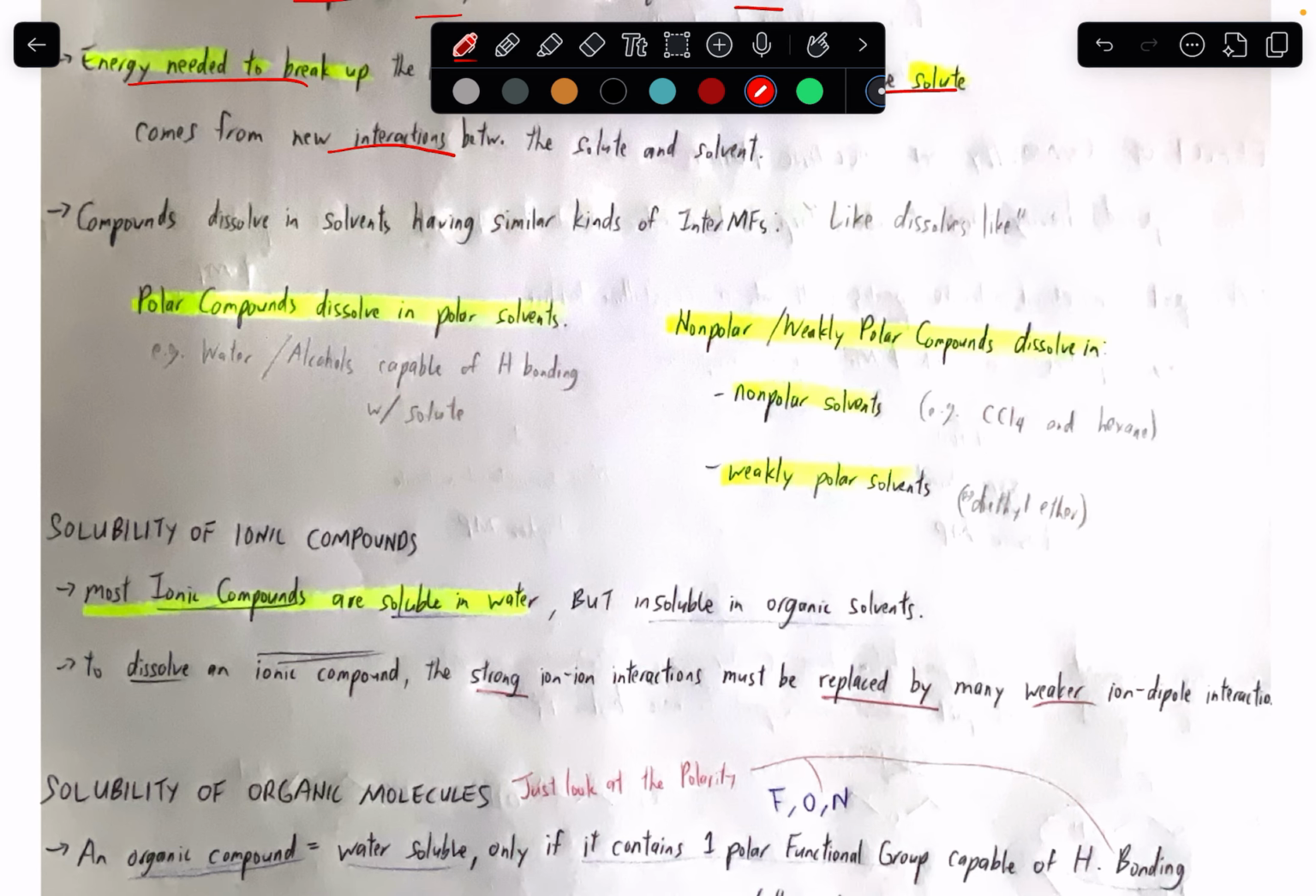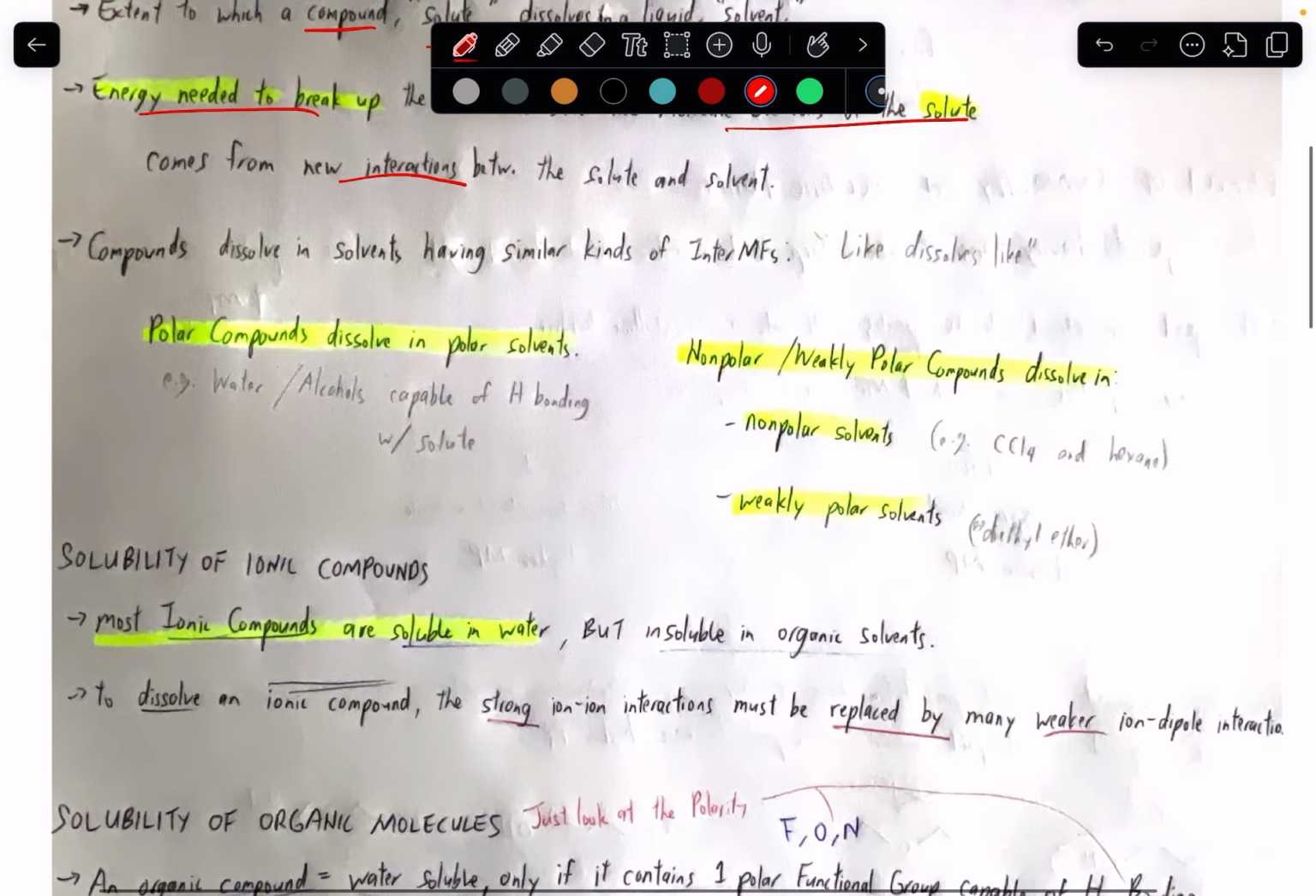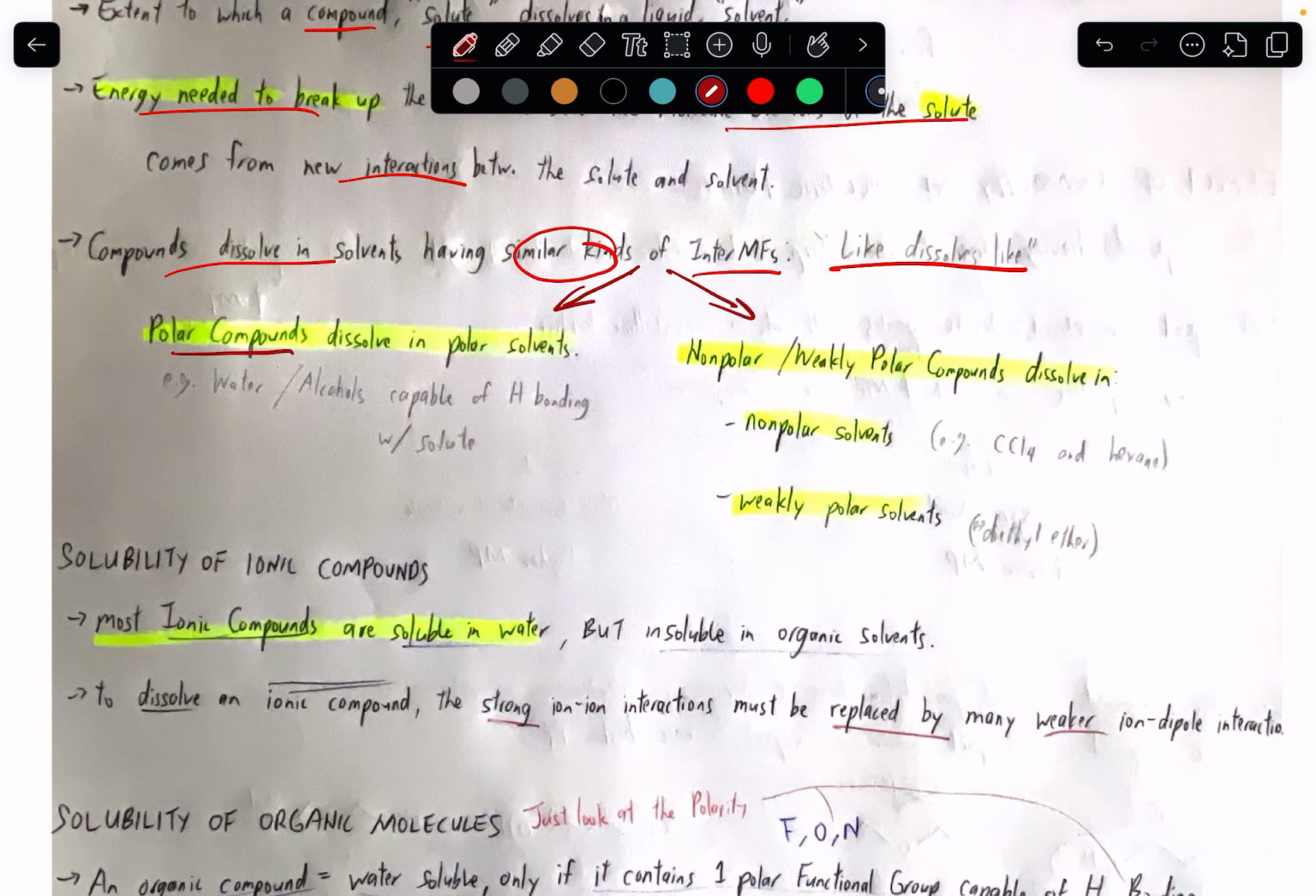Something that you have to know that's very important is that like dissolves like. What does that mean? So, compounds dissolve in solvents having similar kinds of intermolecular forces. So, there are two scenarios basically that are based on that idea. So, kapag sinabi natin polar compounds or polar solutes, they dissolve in polar solvents. So, anong example nito? If you mix water and alcohol.